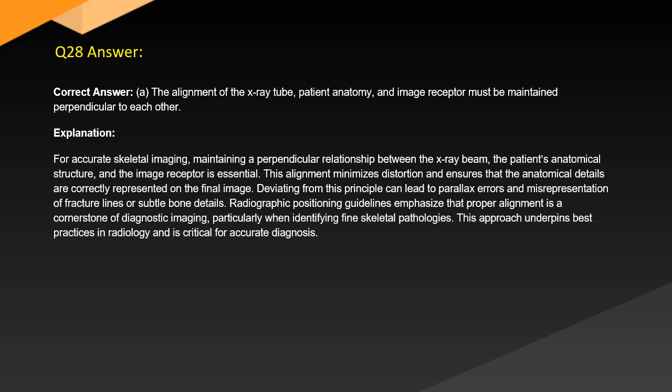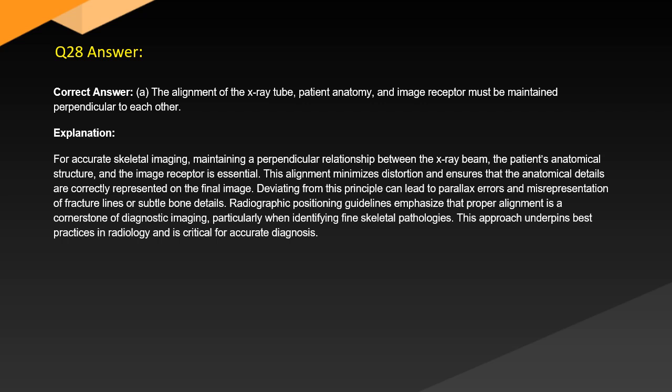Answer. Correct answer. A. The alignment of the X-ray tube, patient anatomy, and image receptor must be maintained perpendicular to each other. Explanation. For accurate skeletal imaging, maintaining a perpendicular relationship between the X-ray beam, the patient's anatomical structure, and the image receptor is essential. This alignment minimizes distortion and ensures that the anatomical details are correctly represented on the final image.